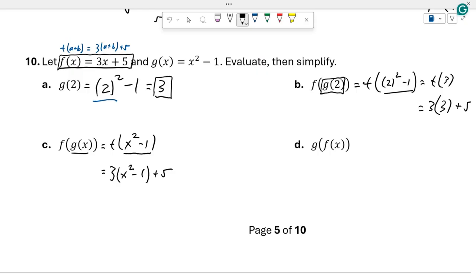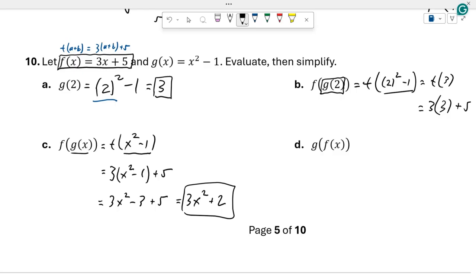Okay, so now all I have to do is just clean this up a little bit. So I distribute the 3, and I get 3x squared minus 3, right? Not minus 1, but minus 3, and then plus 5. And then I can combine like terms, giving me 3x squared. Negative 3 plus 5 is 2.